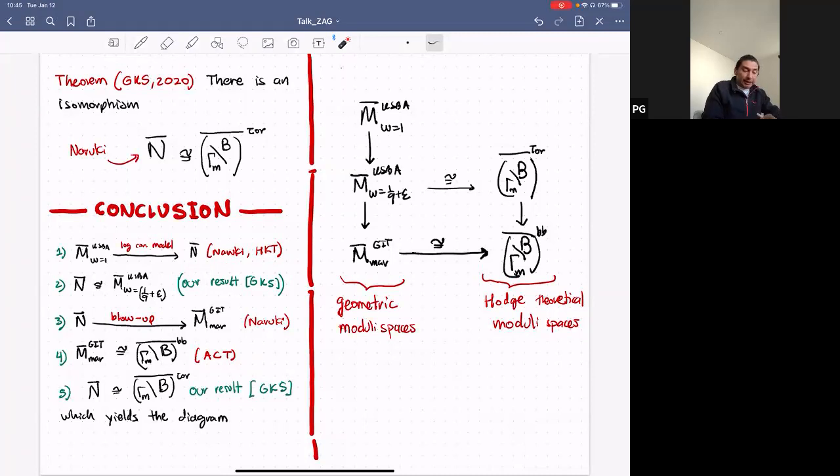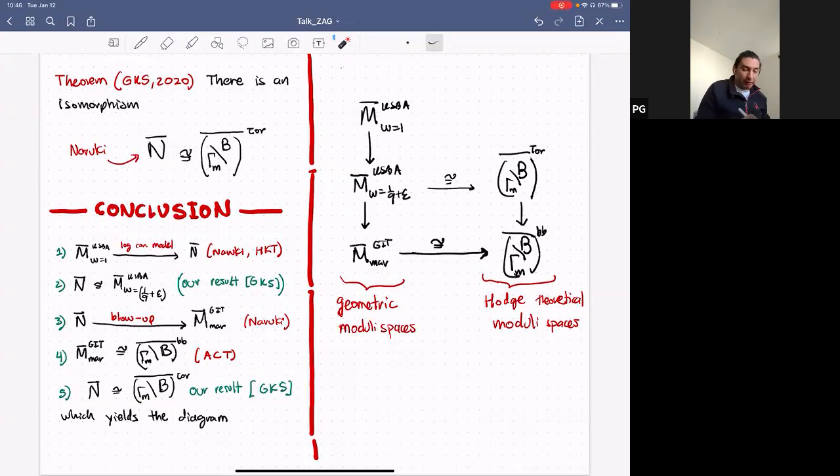And our first result was that this Naruki compactification is itself a moduli space as well. And for that moduli space, what you have to do is change the weights. The weights for the lines have to be smaller. If you allow that, you will have a smaller moduli space, and that's precisely what we show. Now, Naruki proved that his space is a blowup of the GIT. And then Alcock and Toledo proved that this GIT is actually a Baily-Borel. And our result with Matt and Luca is that the Naruki compactification is actually equal to the toroidal.